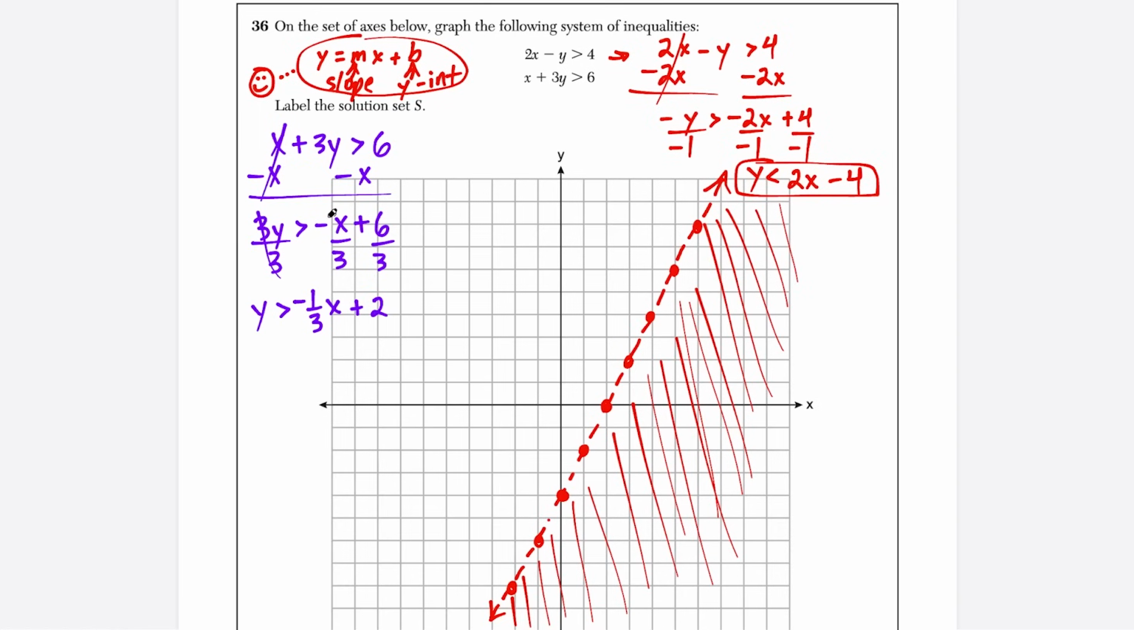The reason I'm allowed to do this is there's always an invisible 1 in front of an x if you don't have any number written there. Okay, so that's how I know this part here is fine. So this is what I'm going to graph over here in this section.